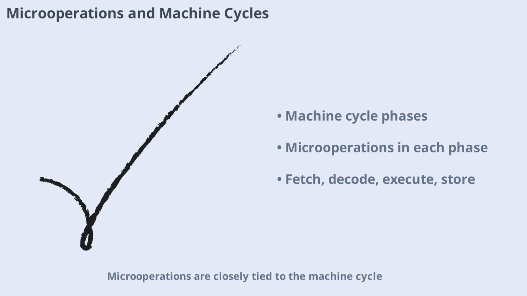Microoperations are closely tied to the machine cycle, which includes fetch, decode, execute, and store phases. During each phase, specific microoperations are carried out. For example, during the fetch phase, data is transferred from memory to a register. Understanding this relationship helps clarify how instructions are processed in a CPU.